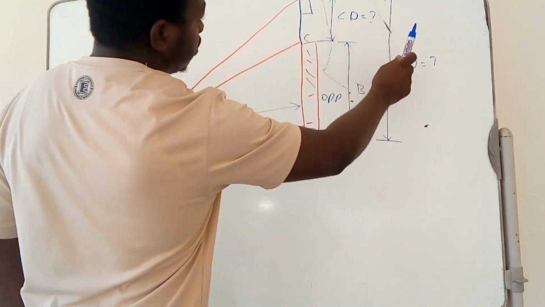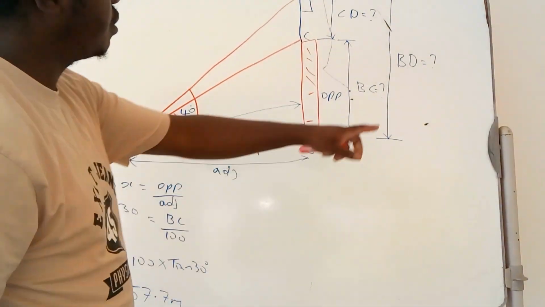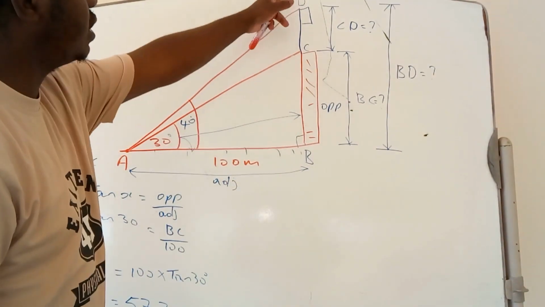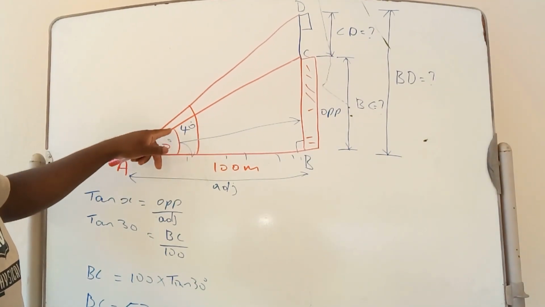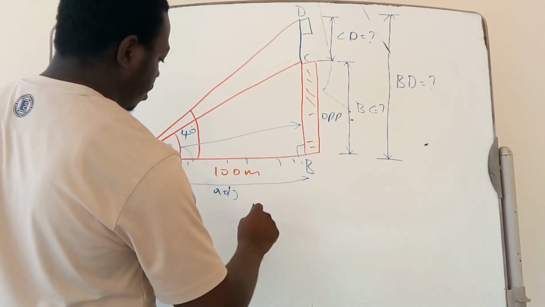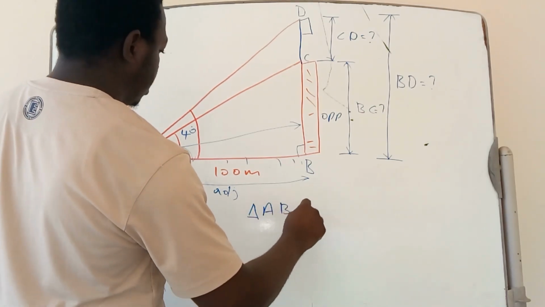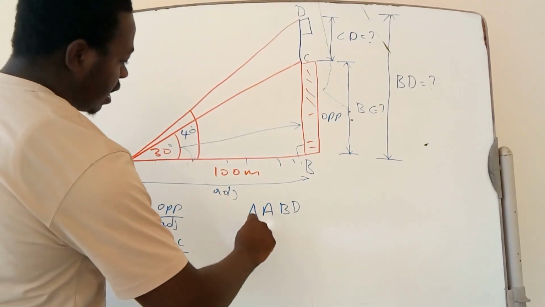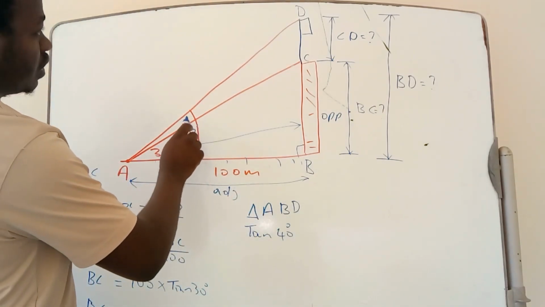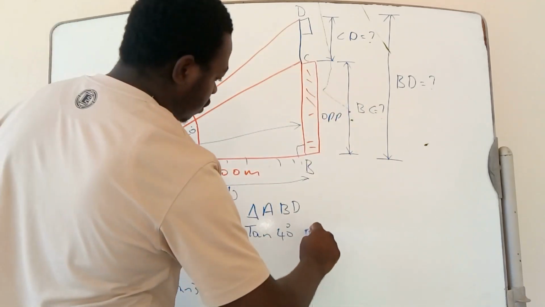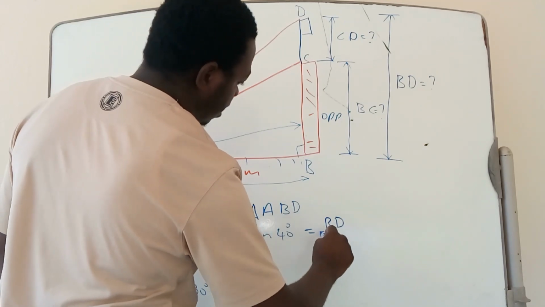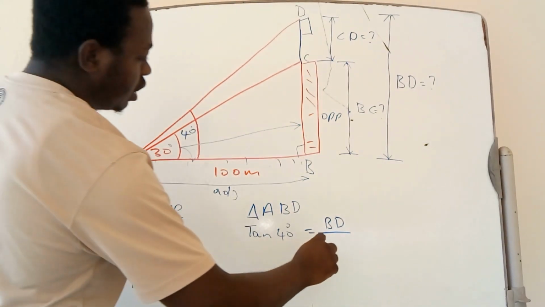So we need this distance, which is BD. But if we need to find BD, that is associated with the triangle ABD, which has to do with 40 degrees, right? So if we take into consideration the triangle ABD, then tan of 40 degrees, which is this angle here, is equal to the opposite length, which we don't know, which is BD in this case, all over the adjacent length, which is 100 meter.